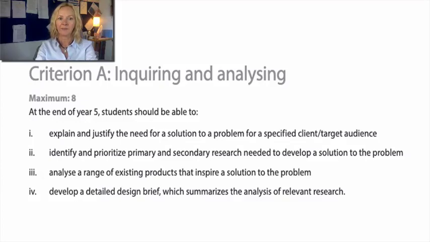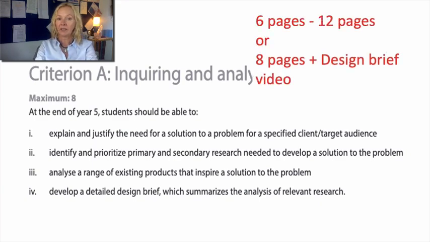Criterion A. If you don't know the 4 criterion strands, you can pause the video and read through them now. I'll talk about the page lengths. Basically, for Criterion A, you need to write a minimum of 6 pages and a maximum of 12 pages. But this year we've offered a new solution.